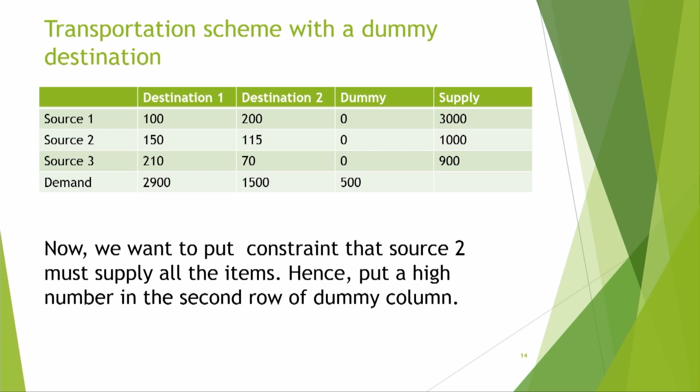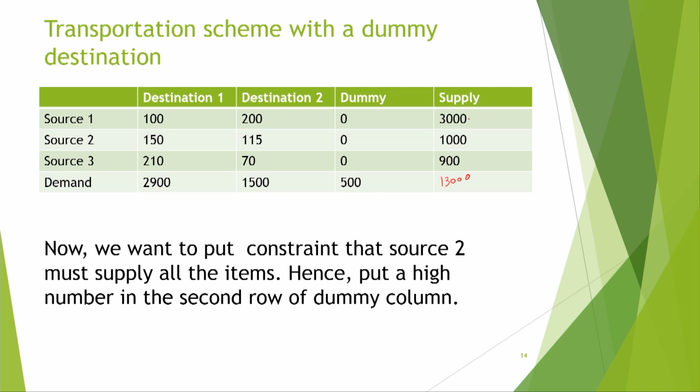So, transportation scheme with a dummy destination. See, this is source 1, source 2, source 3, and the destinations are destination 1, destination 2, and dummy. You see that here the sources are producing 3000, 1000, 900. So, how much production is there together in 3 factories? And how much is the demand? 2,900, 1,500 in two destinations.